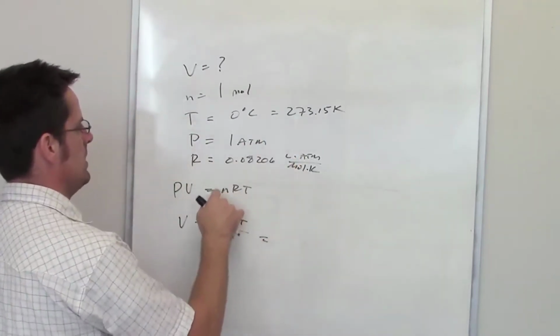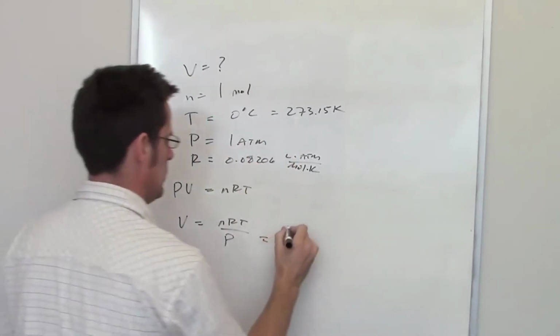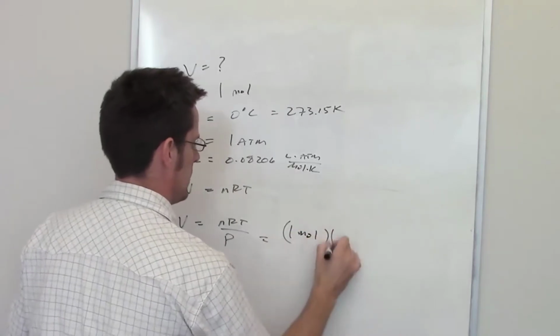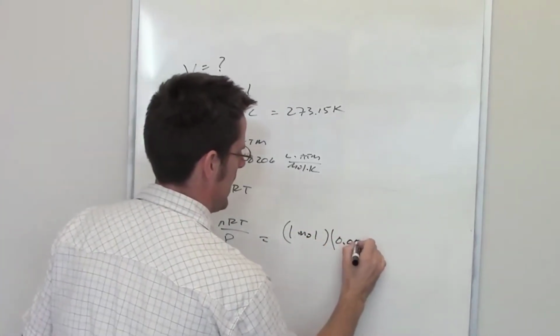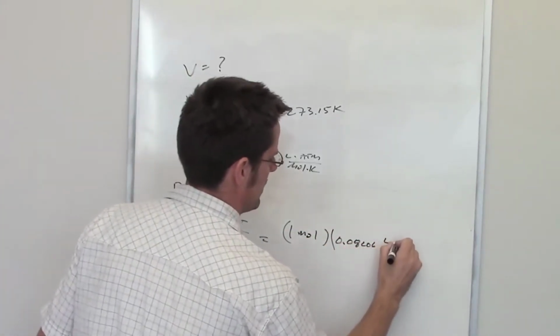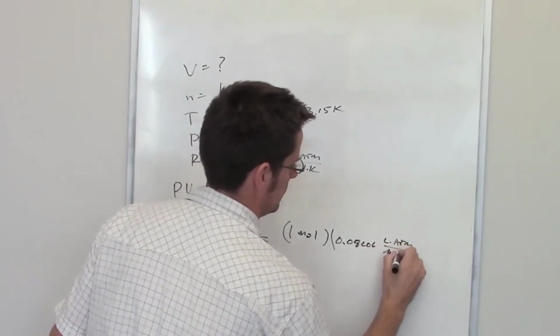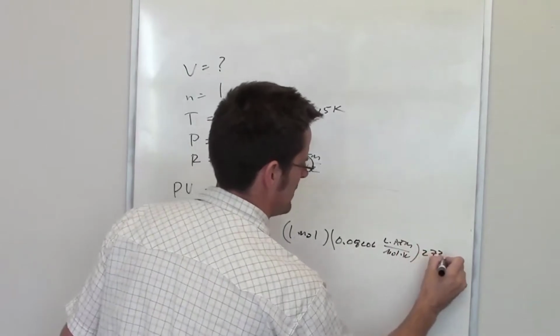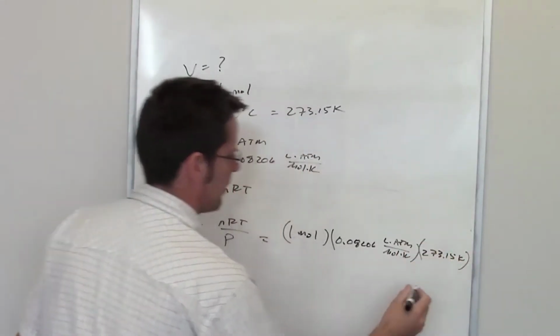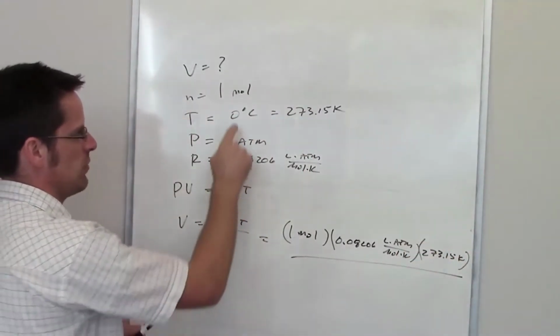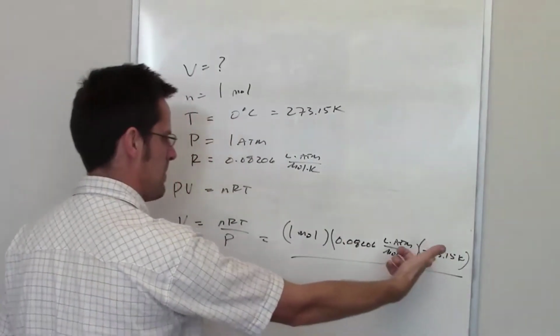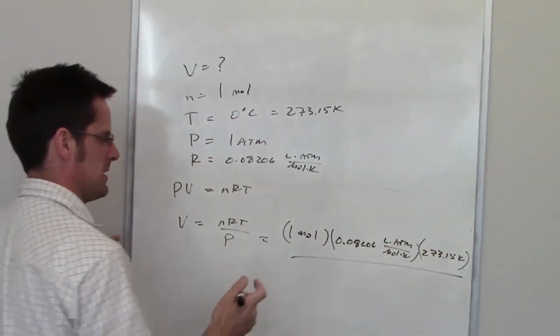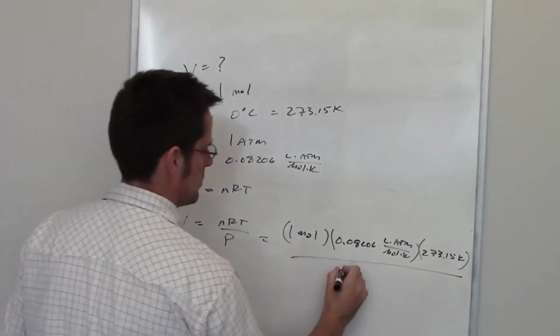So I throw in my number of moles, 1 mole, my ideal gas constant, 0.08206 liter atmospheres per mole Kelvin, and my temperature, which is 273.15. You can once again see why we don't use degrees Celsius here, because if we had 0 degrees Celsius, it would make the numerator 0, and that just wouldn't make sense. In the denominator, we have pressure, which is 1 atmosphere.